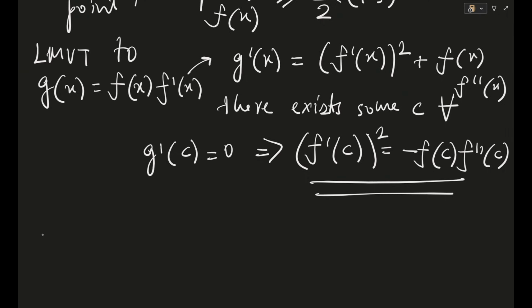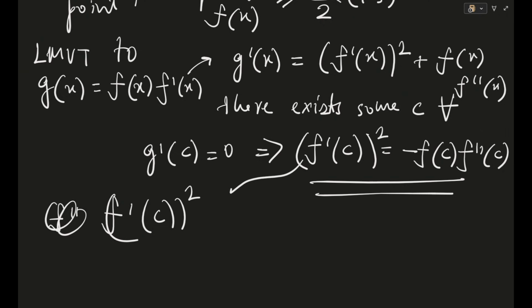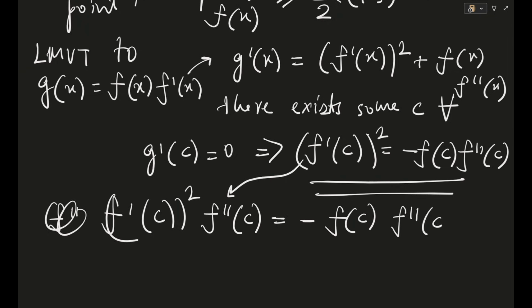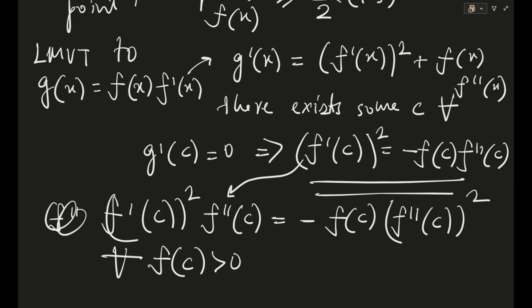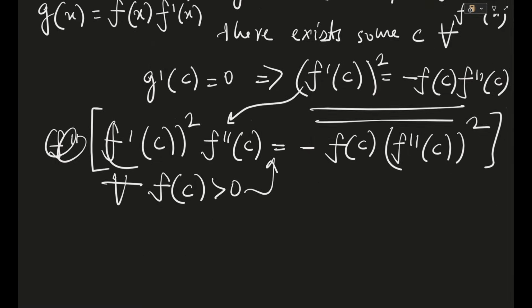Now for the second condition, if you see f dash c whole square, and you multiply both sides of this equation with f double dash c, then this will become f double dash c is equal to minus f of c into f double dash c whole square. And if you consider the condition that f of c is greater than 0, you will see this expression is always getting satisfied, right? So no restrictions from here also. That means both our conditions were absolutely true.